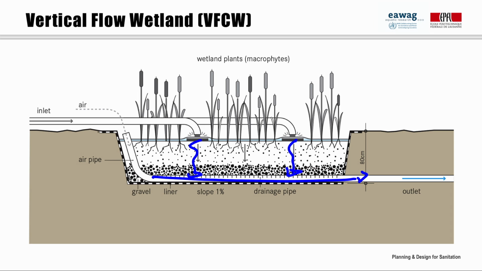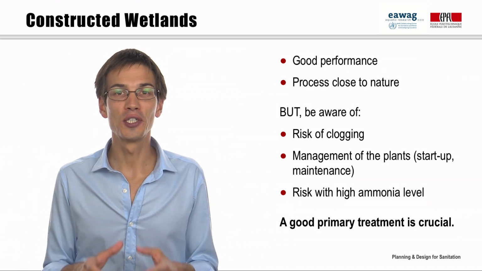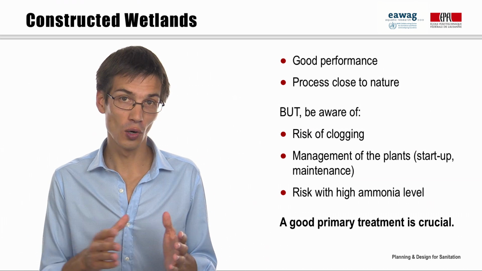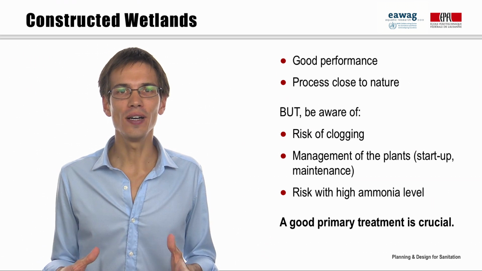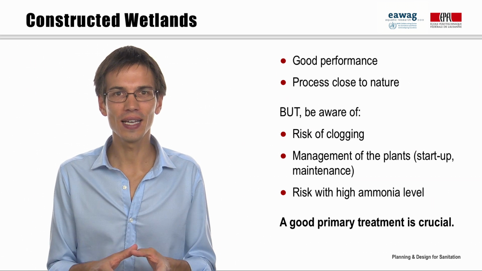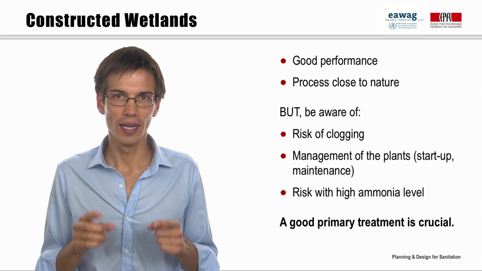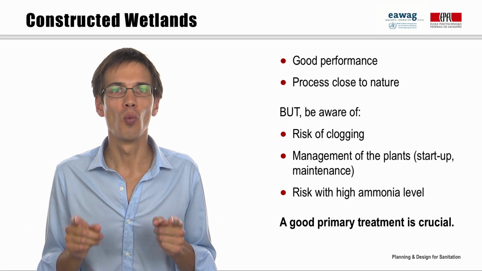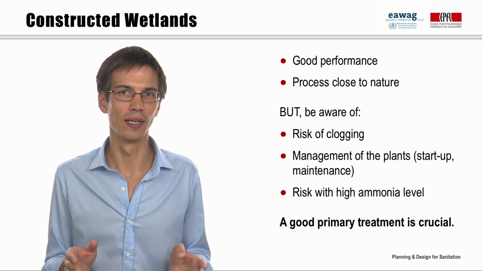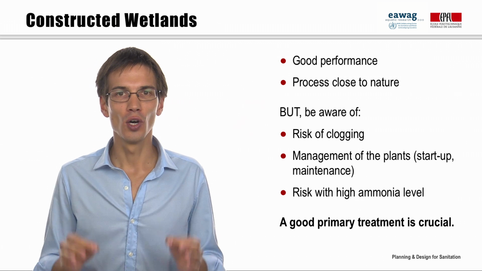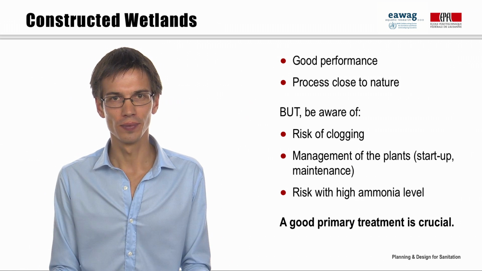Because of the mechanical dosing system, this technology is most appropriate where trained maintenance staff, constant power supply, and spare parts are available. Constructed wetlands can reach a good performance with processes close to nature. However, one has to be aware of the risk of clogging and the management of the plants, especially the startup and maintenance, and beware high ammonia levels, which may prevent the plants to grow properly. In all cases, a good primary treatment is crucial.